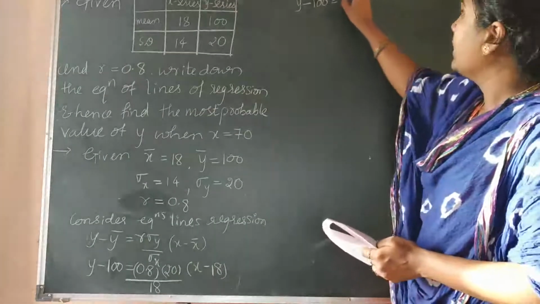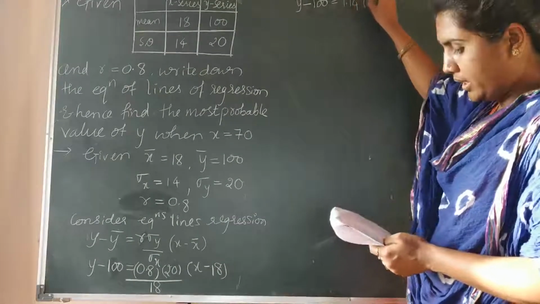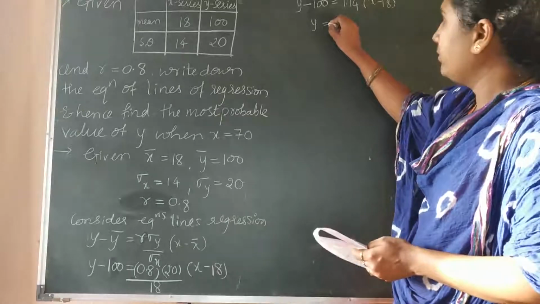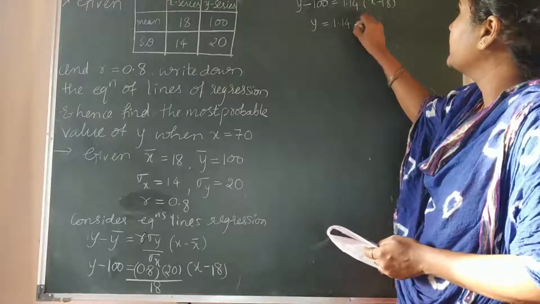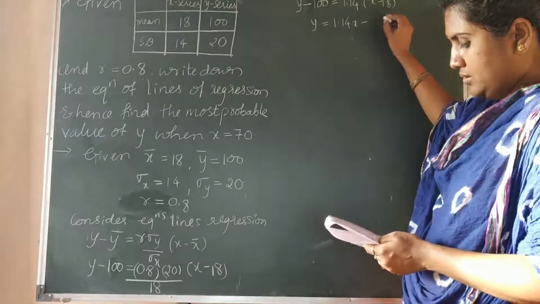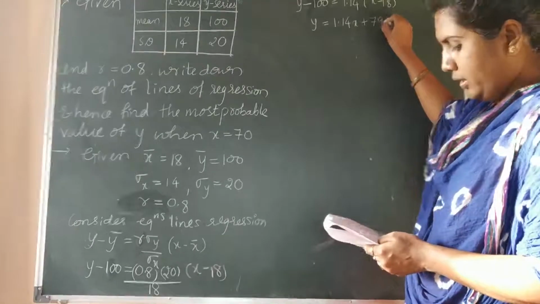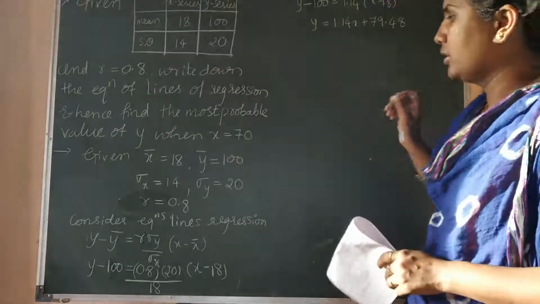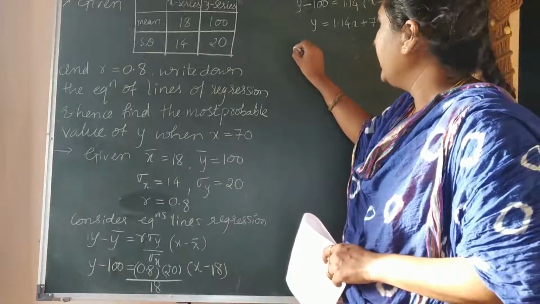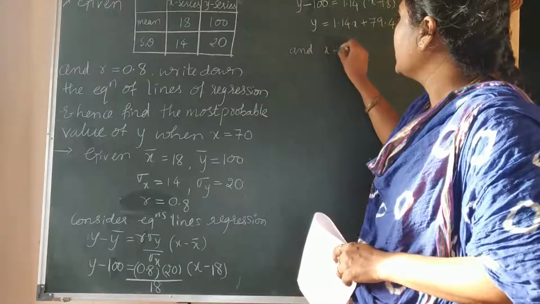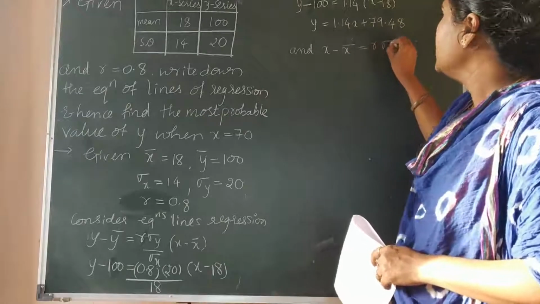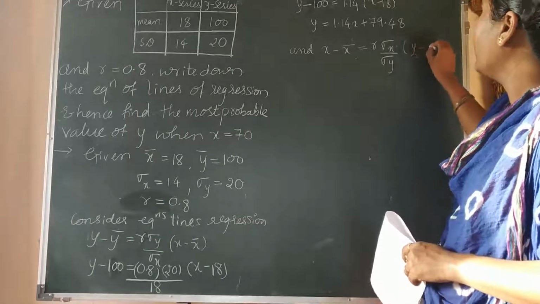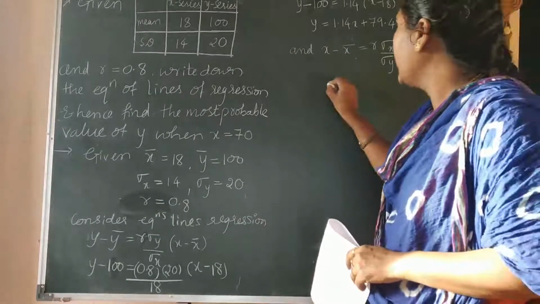After simplifying, here we are getting 1.14 into bracket x minus 18, or y is equal to 1.14x plus 79.48. This is one required equation of line of regression. Okay. Next we have one more, x minus x bar is equal to r into sigma x upon sigma y into bracket y minus y bar.